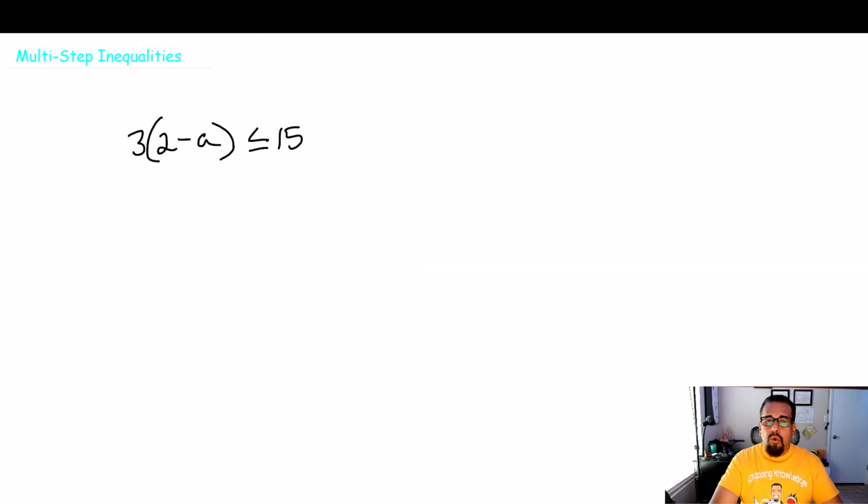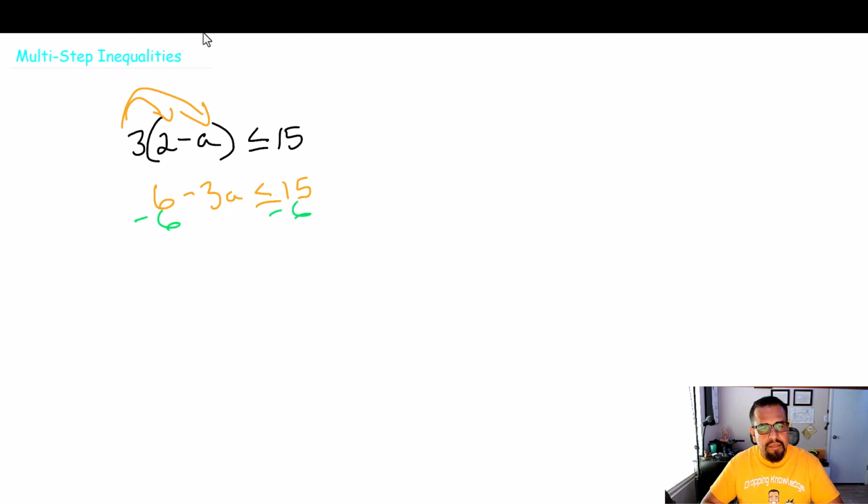All right. One thing that I also haven't shown you is how to graph them. So let's take a quick look here, and we'll pick an orange. Here we go. We're going to distribute here. 3 times 2 is 6, and then 3 times a is 3a. My less than or equal to symbol and 15. Now we're going to combine like terms, so subtract 6 from both sides. And we end up with negative 3a is less than or equal to 9.